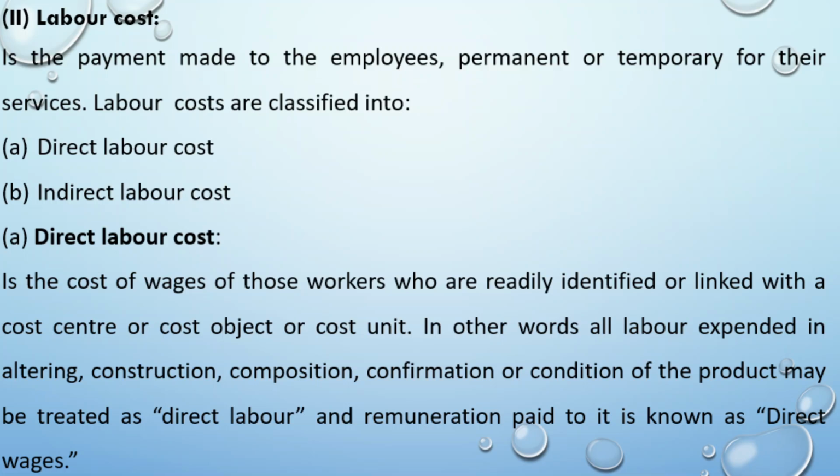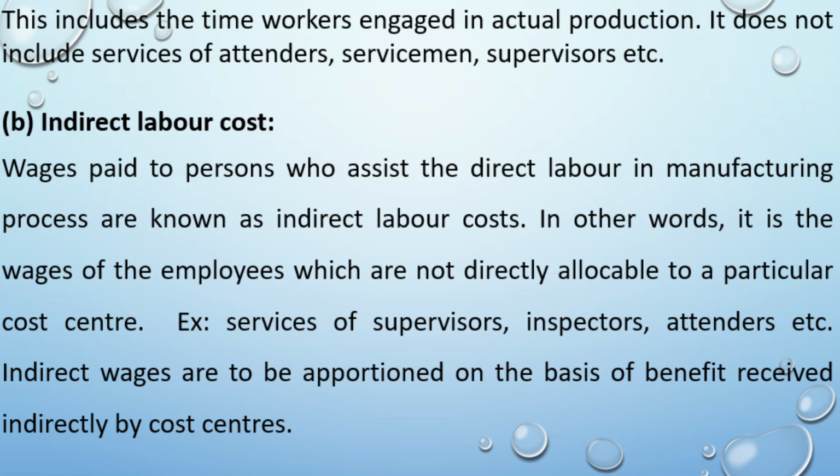In other words, all labor expended in altering the construction, composition, conformation, or condition of the product may be treated as direct labor, and remuneration paid to it is known as direct wages. This includes the time workers engaged in actual production. It does not include services of attenders, servicemen, supervisors, etc.